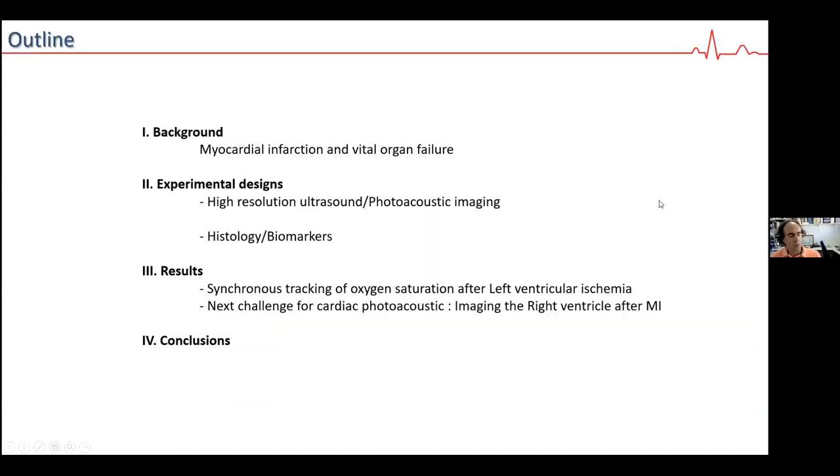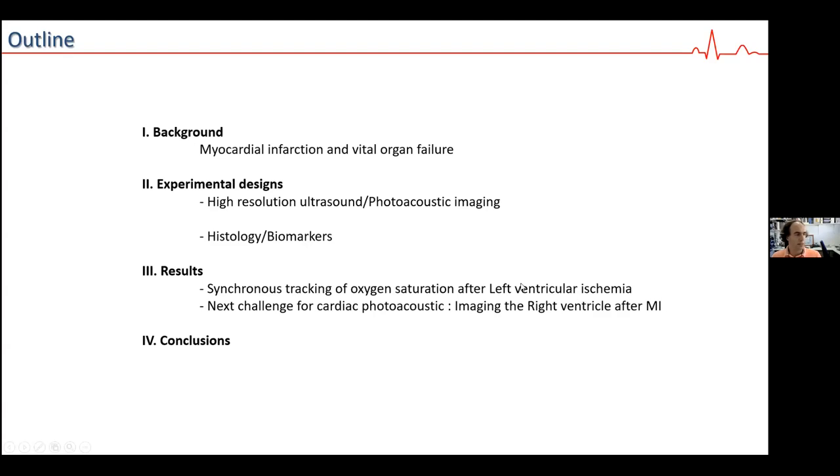So first of all, I would like to go a little bit through our outline. I will go very quickly through the background, how myocardial infarction affects vital organs, then try to describe our experimental design, mainly how we use high resolution ultrasound and photoacoustic imaging, and how we correlate this data to histological markers and the plasmatic biomarkers. And then next, I will divide the results in two parts.